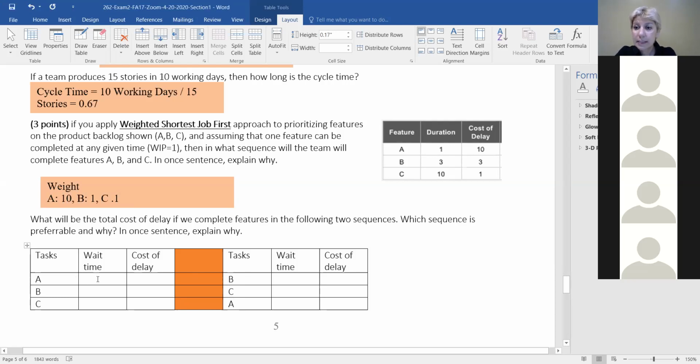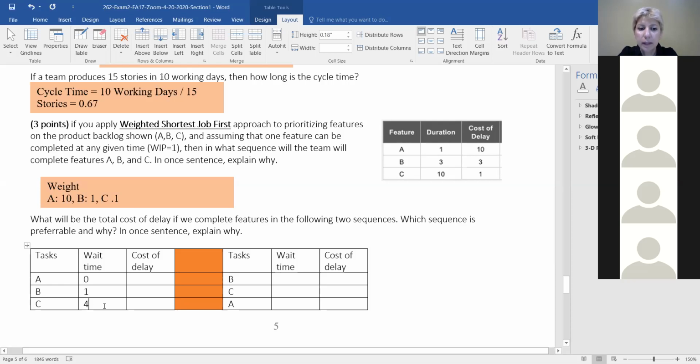If work in progress limit is 1, I can work on one activity at a time. A is completed first. The wait time for A would be 0. Exactly. For B would be the duration of A, because A is taking 1 day to finish and our work in progress limit is 1. So B has to wait for A to finish. That's 1 day. C has to wait for B and A to finish. That's 1 plus 3 equals to 4.